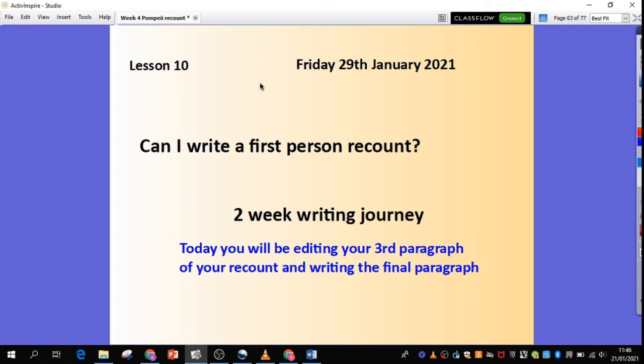Hello Year 6, this is lesson 10, the final lesson in your 2-week writing journey where you are writing a first-person recount as a citizen living in Pompeii at the time Mount Vesuvius erupted all over Pompeii. Today's Friday, so you're going to be editing your third paragraph and writing the final paragraph. First of all, I want to talk to you about your editing.